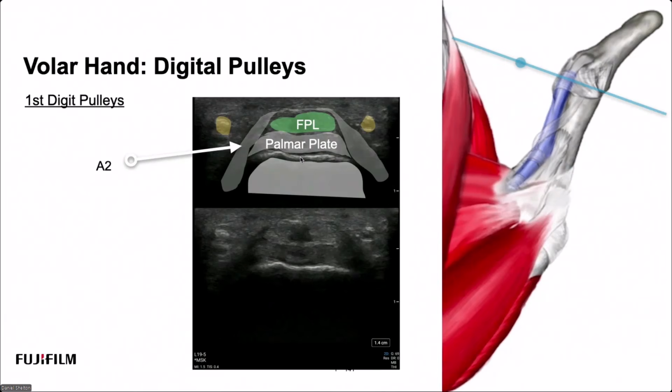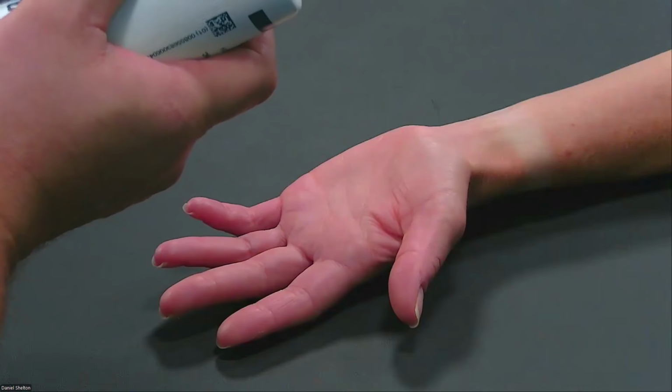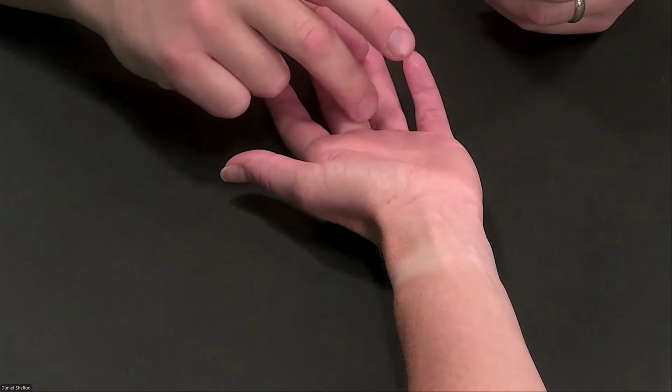Now distally at the level of the palmar plate, we can see A2. More traditional, looks just like the other pulleys did, except we don't see a split in a flexor tendon anymore. It's just flexor pollicis longus. So it looks a little bit different than the profundus layer of the flexor digitorum. So we're going to isolate the second, third, fourth, and fifth.